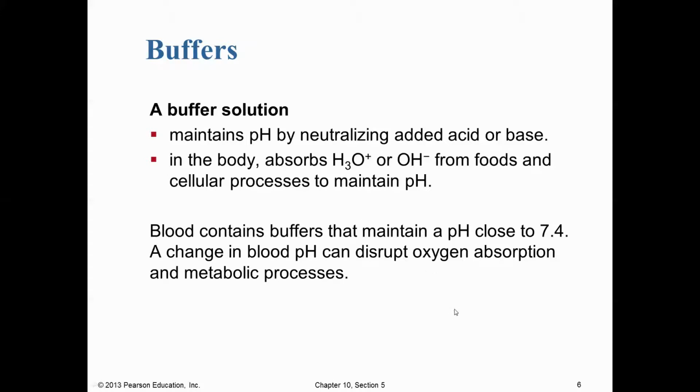These are incredibly important because the pH of a biological system must remain very steady. If the pH of a biological system changes, then the proteins and enzymes are going to get denatured and they're not going to work anymore, and essentially the organism will die.